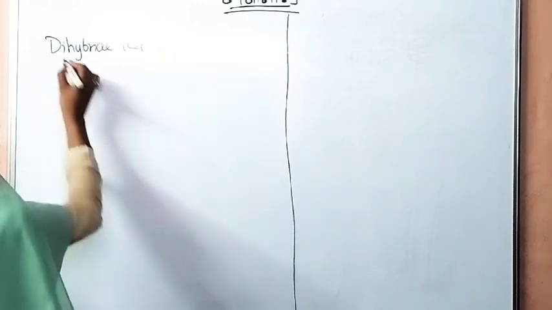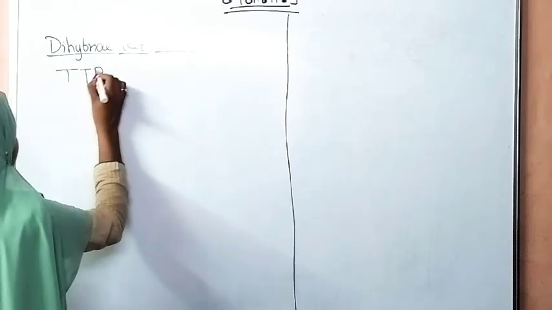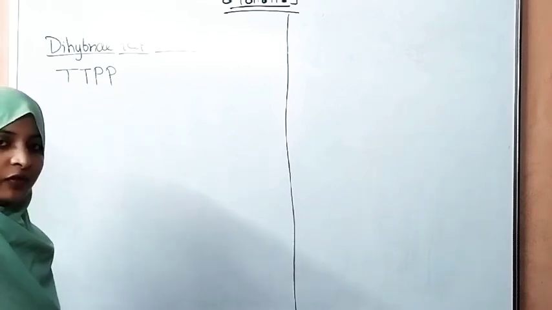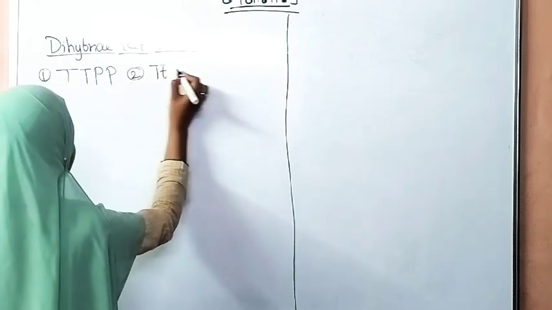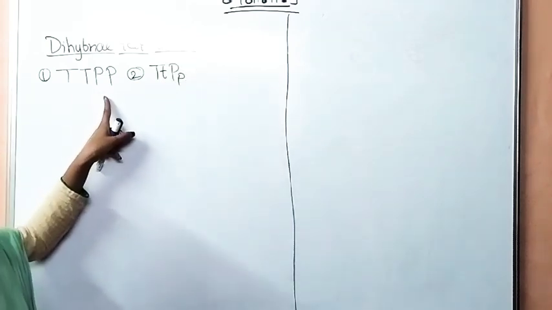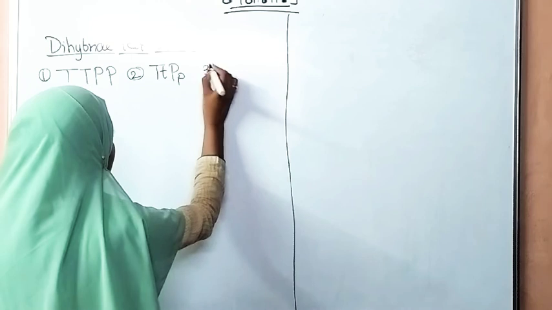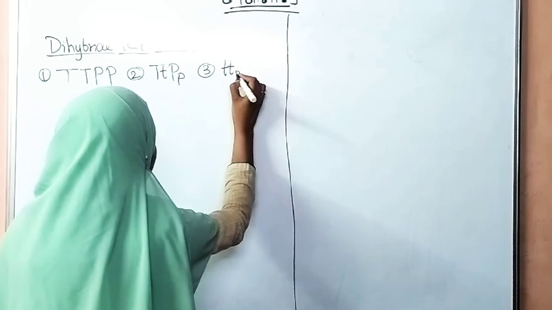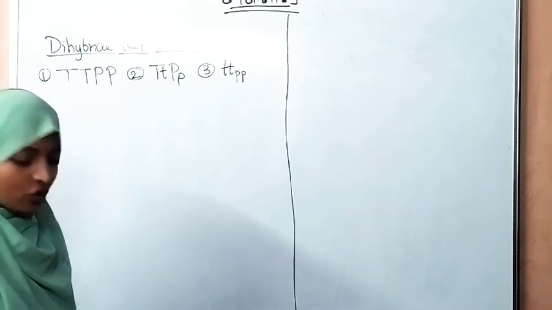Which are: capital T, capital T, capital P, capital P, which belongs to the trait tall plant with purple flower. That is one possibility. The second possibility is a tall plant with purple flower but in the heterozygous condition. The first is a homozygous tall plant with purple flower, the second a heterozygous tall plant with purple flower, and the third condition is a homozygous dwarf plant with white flower.